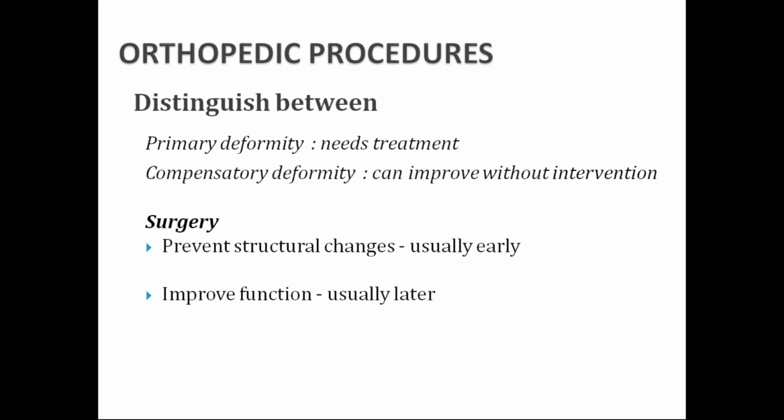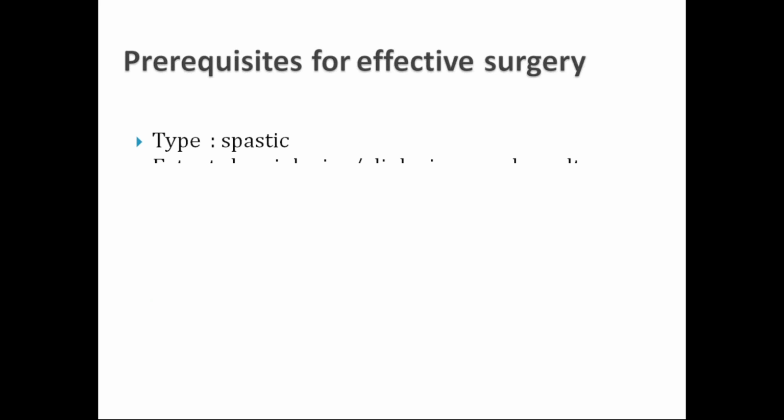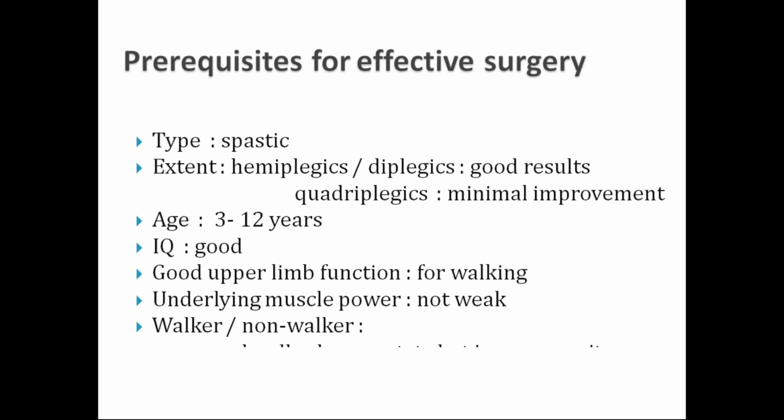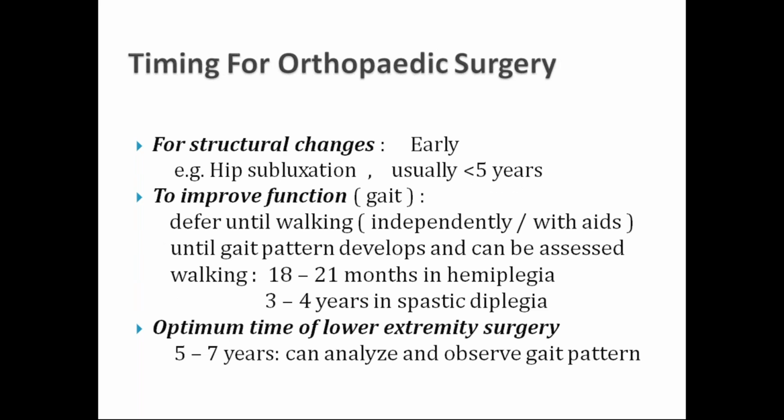So surgery prevents structural changes, and usually early surgery improves outcomes. So as early as possible we have to do the surgery. And for surgery, spastic types are good candidates. Okay, only spastic type are good for surgery, and 3 to 12 years is the better age, and the IQ should be good for these people. Okay, and yeah, this is important.